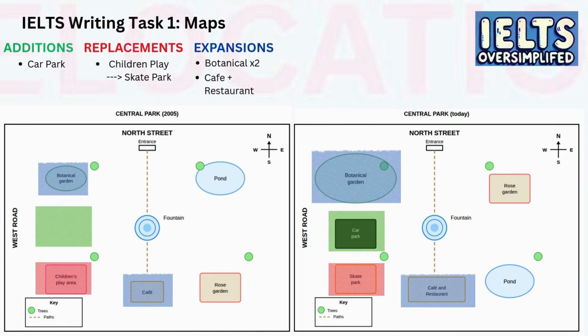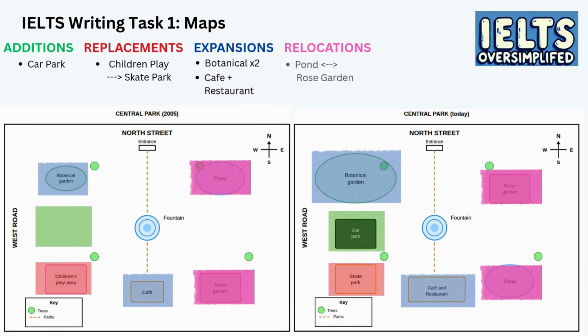Fourth, we have relocations, when things move from one place to another. The pond and the rose garden swapped positions. And finally, we have unchanged features, things that stayed the same. The fountain, the entrance, and the trees remained unchanged. Understanding these 5 types of changes is crucial because each type uses different vocabulary and different grammar patterns. And that's exactly what we're going to learn today.